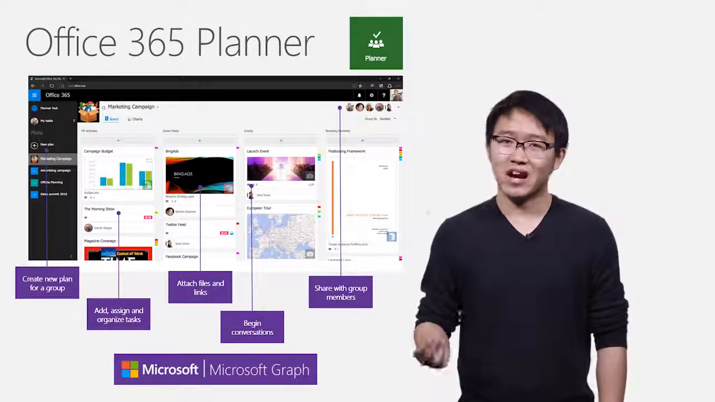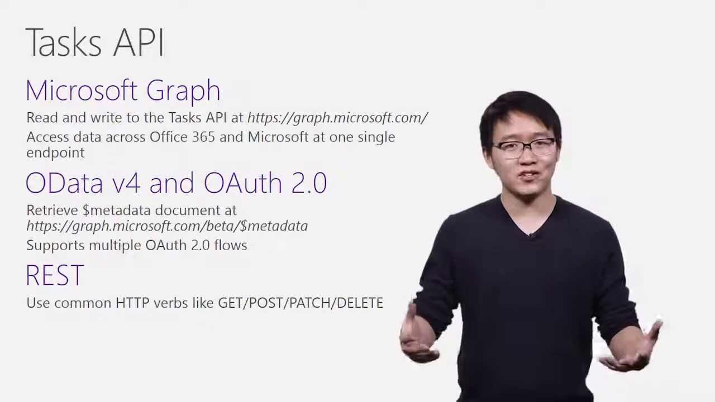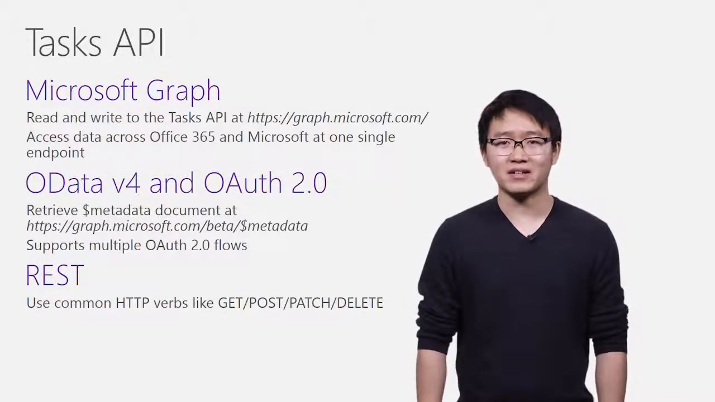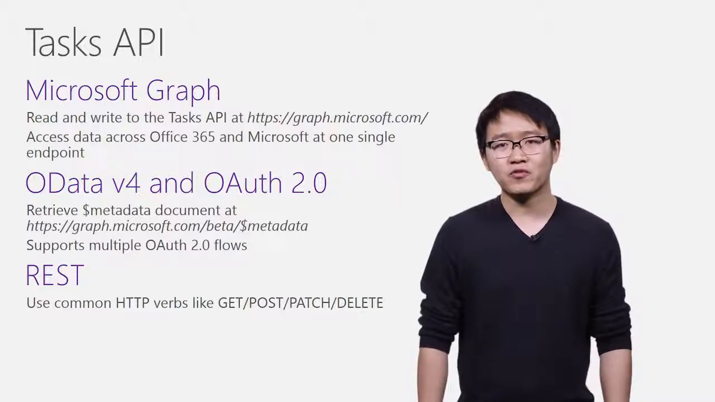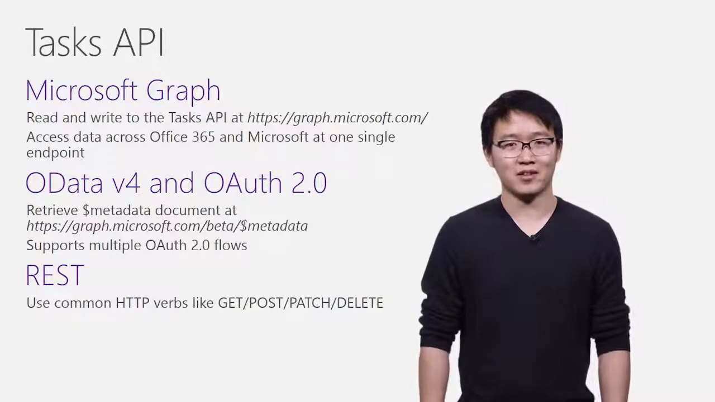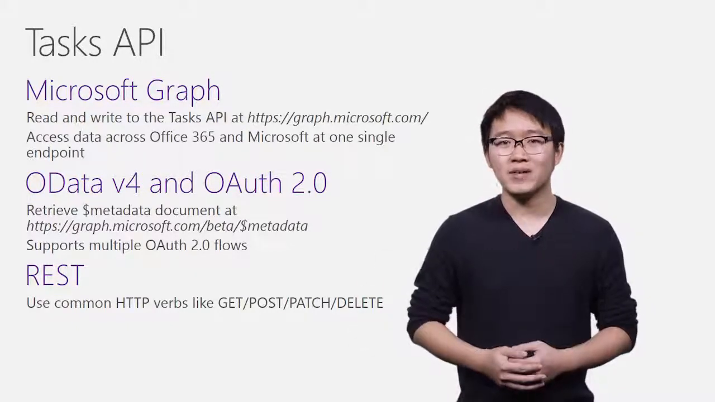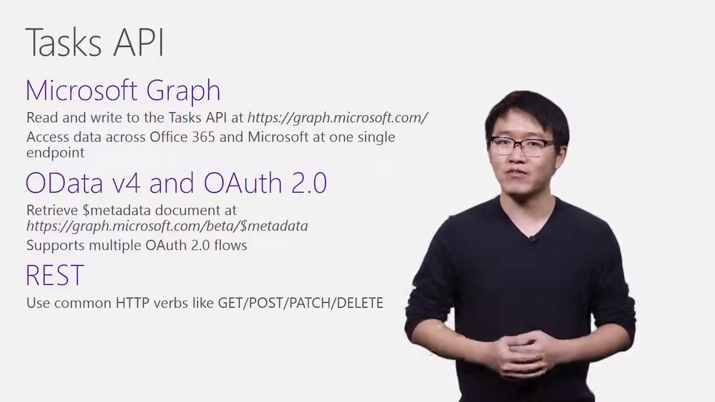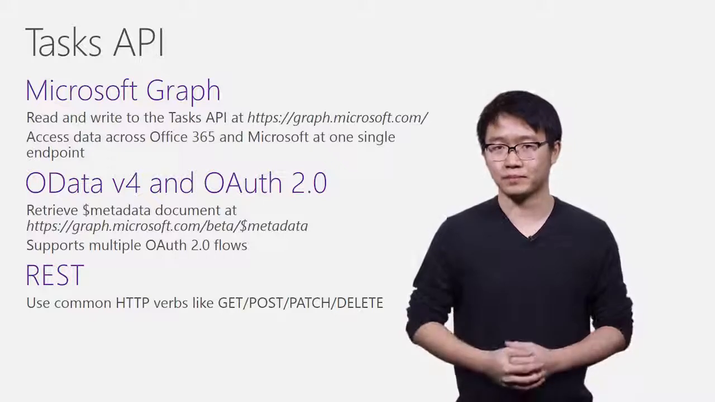But now, let's delve a little deeper into the Task API itself. First and foremost, it is worth pointing out that the Task API will only be available through the Microsoft Graph, or what was formerly known as the Office 365 Unified API. In other words, when you read and write tasks to the Task API, you will be sending HTTP requests to the graph.microsoft.com domain as opposed to the Planner domain.